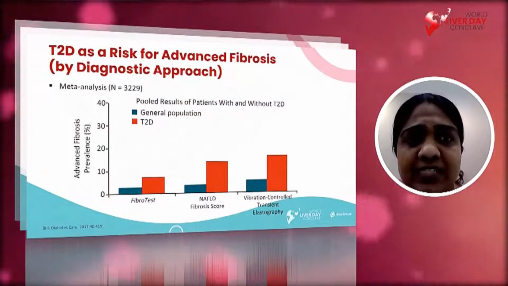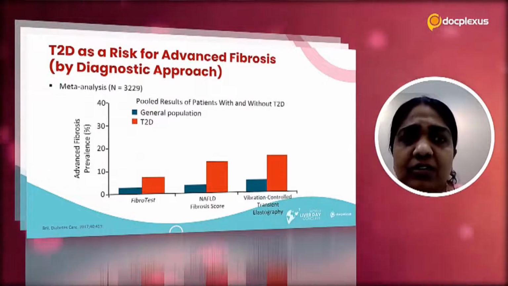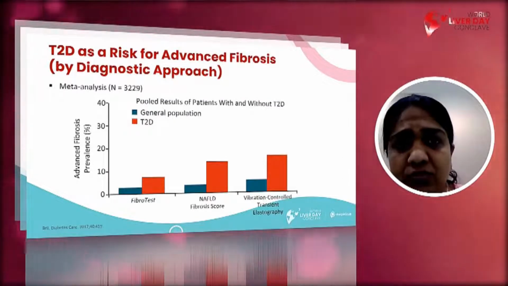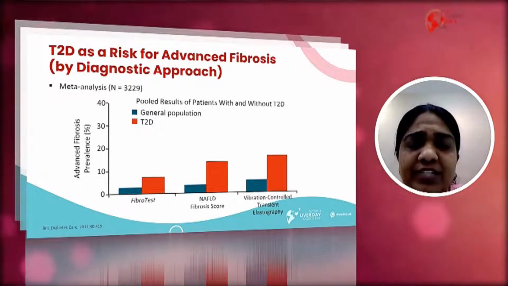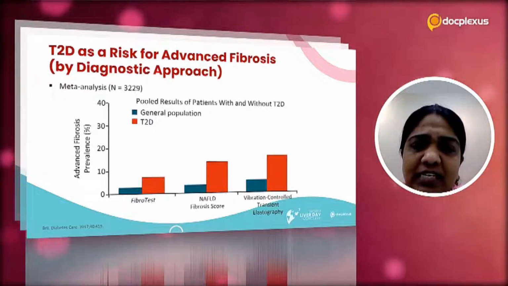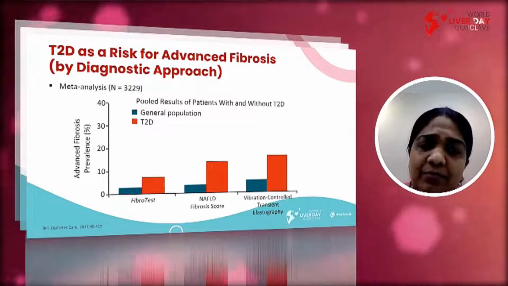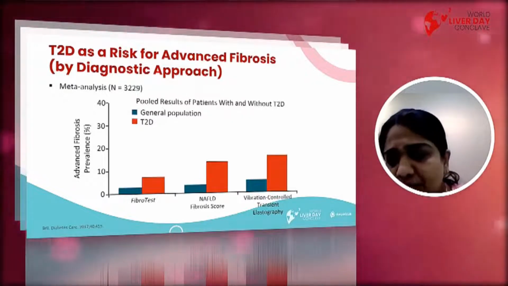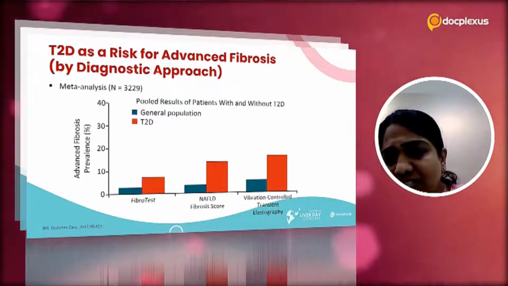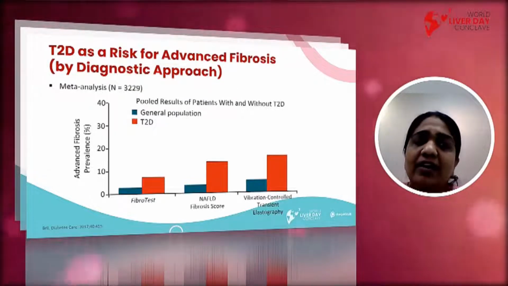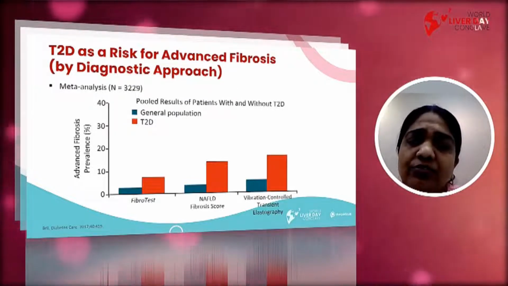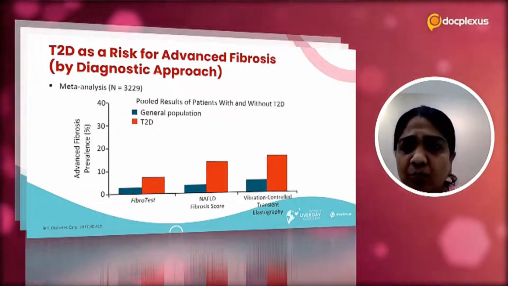Type 2 diabetes is a major risk factor for advanced fibrosis of the liver. A meta-analysis was done with more than 3,000 patients, and it was seen that in the FibroTest, the NAFLD fibrosis score, or with the help of transient elastography, patients with diabetes had a more advanced degree of fibrosis compared to the general population.